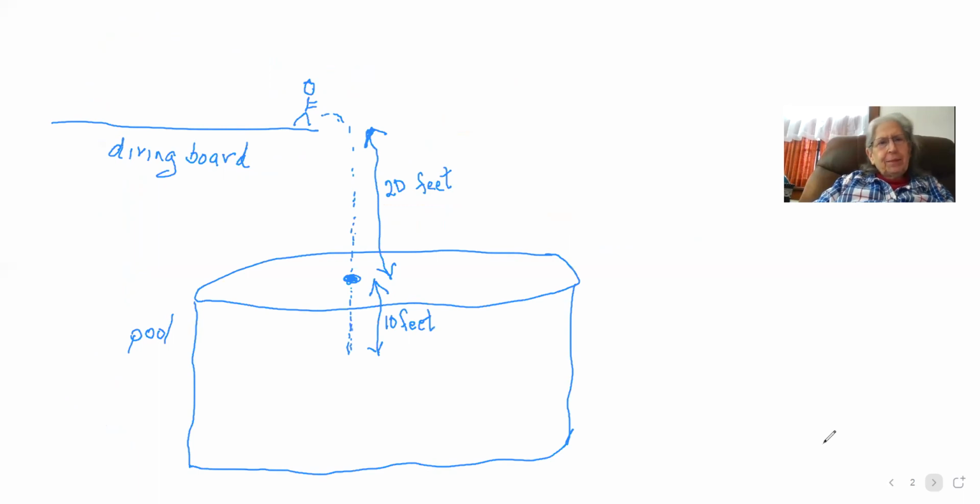We have this person diving into a pool of water, from a high diving board. This diving board is 20 feet above the water. And then he's going to go 10 feet further down. How far is the dive? Well, obviously it's 30 feet.